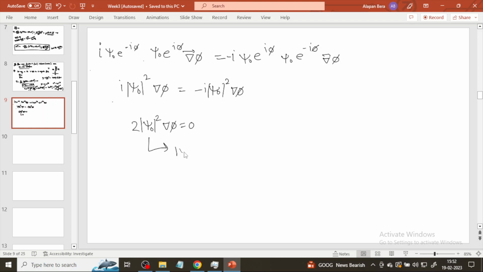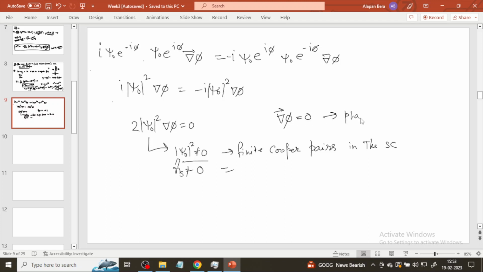Now this term cannot be 0, because we know there is a finite density of Cooper pairs inside the superconductor. Okay, so this density of states, the density of Cooper pairs, because this is equal to this, so this cannot be 0. So we are left with the gradient of psi is 0, or this phase is not a function of position. Okay, so this is our result number 1.